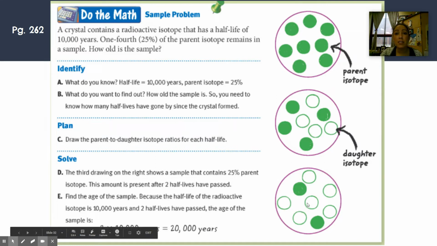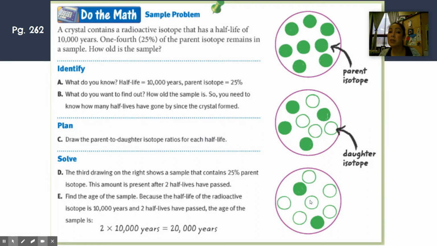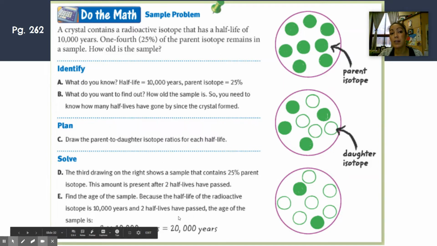All I need to do now is multiply. How many half-lives did it go through? 2. And how long is that half-life? 10,000 years. So if I'm doing the math here, I'm going to see that my sample is 20,000 years old.